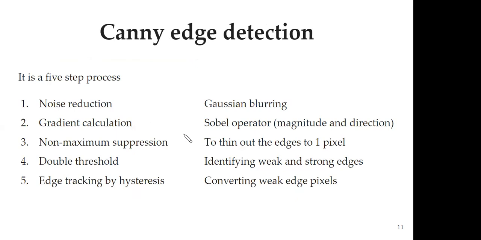In order to thin out those edges, we use a technique called non-maximum suppression. It reduces the edge thickness to 1 pixel, and then we use 2 thresholds to identify weak and strong edges, and then we consider all the weak edges, and depending on their position in the image, we decide whether they can be kept or discarded. These are the 5 steps involved in Canny edge detection.